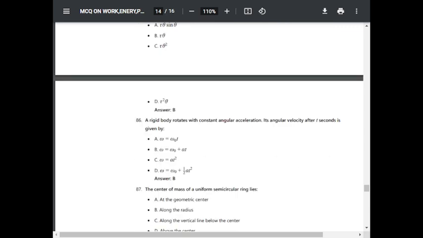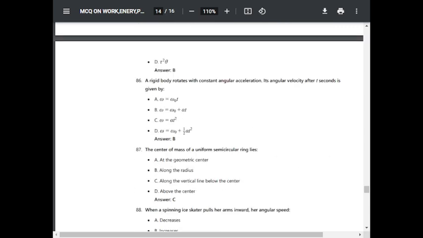Option B is correct. Question number 86. A rigid body rotates with an angular acceleration. Its angular velocity after t seconds will be: option A, omega is equal to omega naught t; option B, omega is equal to omega naught plus alpha t; option C, omega is equal to omega naught alpha t square; option D, omega is equal to omega naught plus half alpha t square. The correct answer is B, omega is equal to omega naught plus alpha into t.